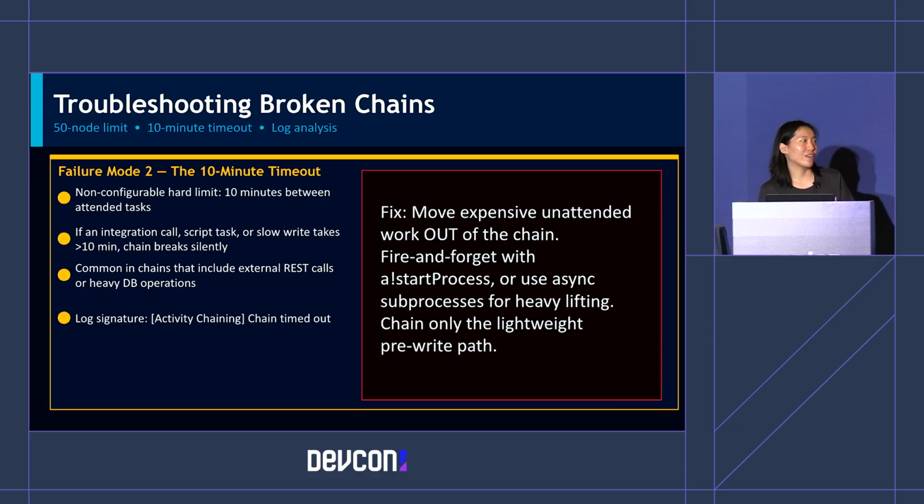We've all experienced where in lower environments we have an integration call that takes 2 seconds, and then once we submit this up to prod and deploy it, it's taking 12 minutes and the chain is breaking. So we want to be very careful of what we're chaining through, especially when we have smart services that may take a really long time inside the process. So the recommendation here is to move all of your expensive, unattended work outside of the chain. Use an asynchronous start process or an asynchronous subprocess for all the heavy lifting. You want to use activity chaining only for the lightweight, fast path nodes that the user must have.